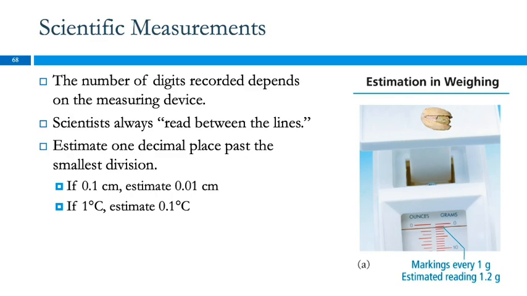So on a ruler, rulers have centimeters, and the individual small lines on there are tenths of centimeters. So we want to read between the lines. So the lines represent a tenth of a centimeter. That means that we're going to estimate the next decimal place, the hundredths place. On a thermometer, a lot of the thermometers have 1 degree markings. We're going to read between the lines. We're going to move to the next decimal place and estimate tenths. Any questions?